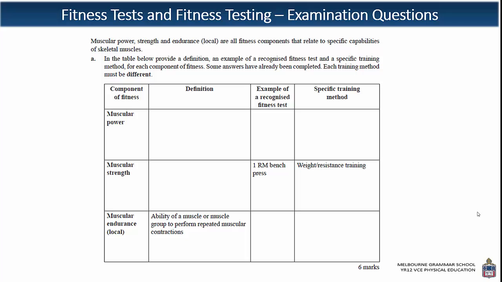So definition, you've got those, you've done them on your cue cards, your glossary of terms, so you've got those down. Example of a recognised fitness test, you need to put one in for each of those, and we'll have a look at the results shortly. And a specific training method. Because it needs to be different, you can't write down weight or resistance training for muscular power or muscular endurance, because that's already been written down. Really note, anything that's written in bold within a question, really attend to, because often that can be a point of difference in terms of getting marks.